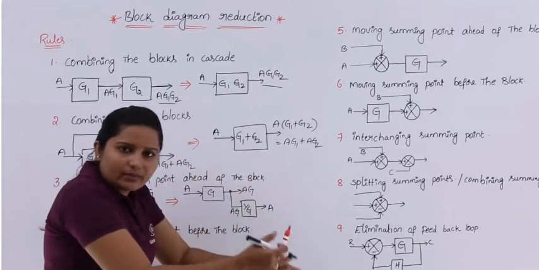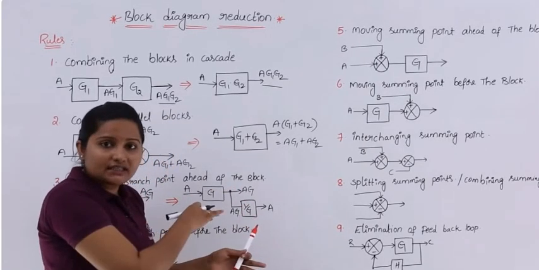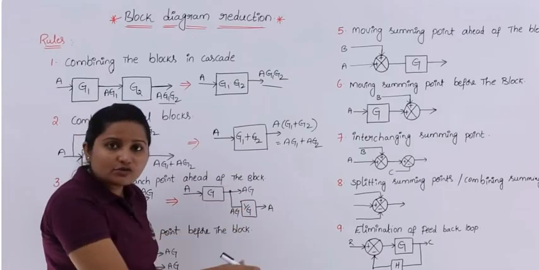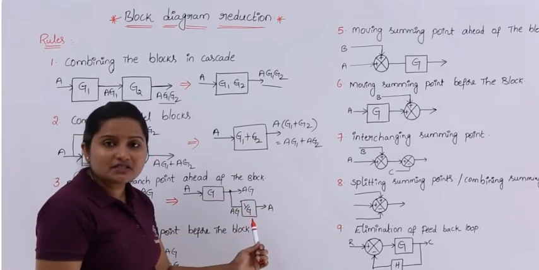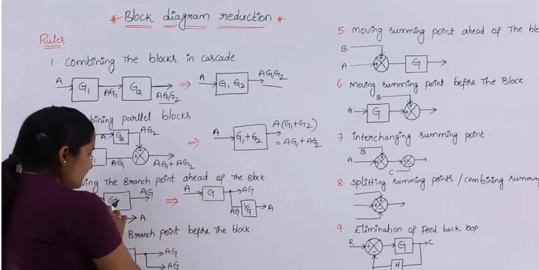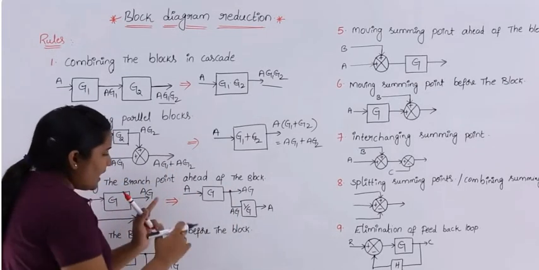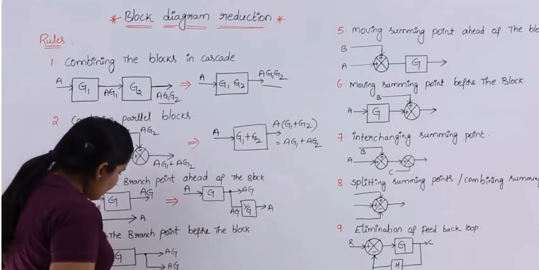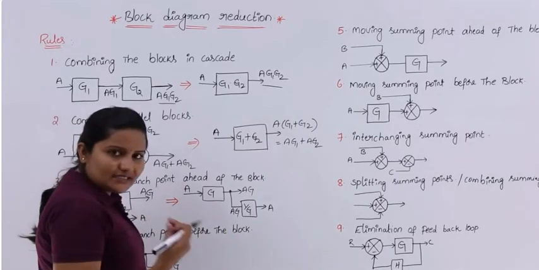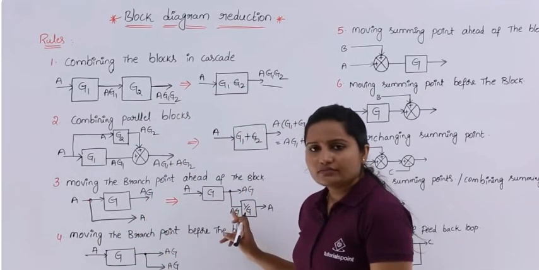As we are moving that branching point ahead of the block, the block effect is there, which is not actually there. After moving, we are having that effect of the block. To reduce the effect of the block, I am using reverse gain in that path as a block. So I want to modify my block diagram like this. So the general path gain is AG, here also AG, the branching point value is A, here also I got A. So is there any case to move the branching point ahead of the block? You can move like this.